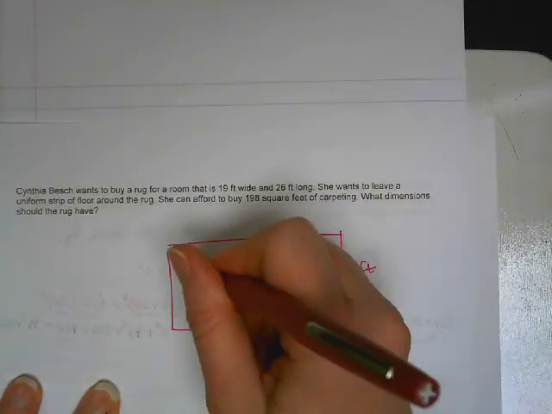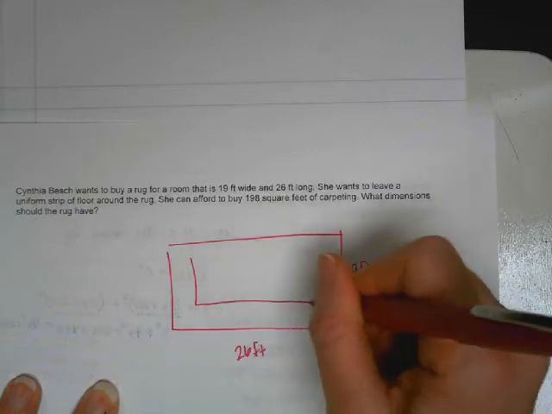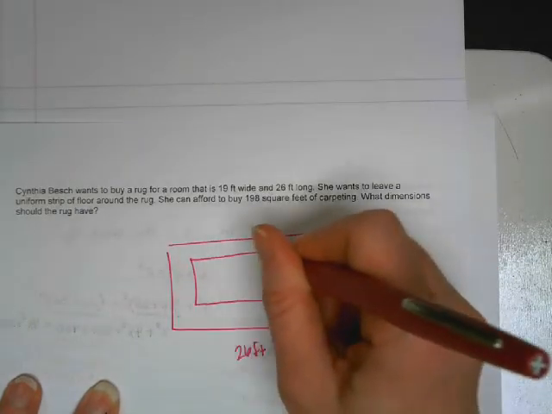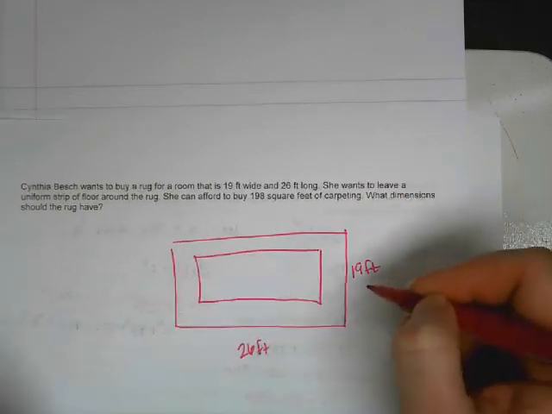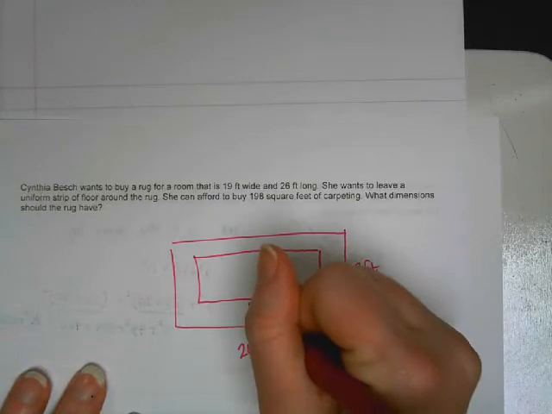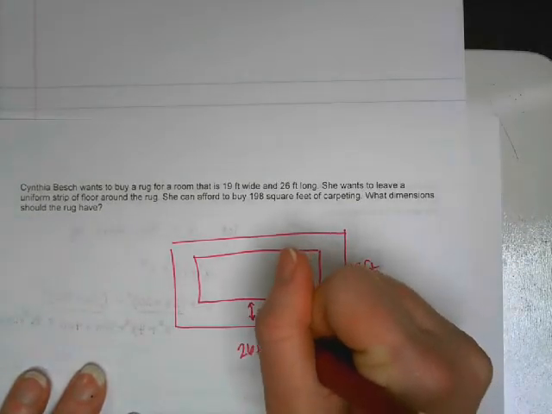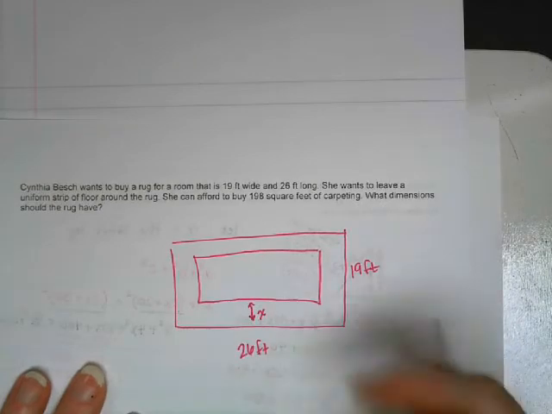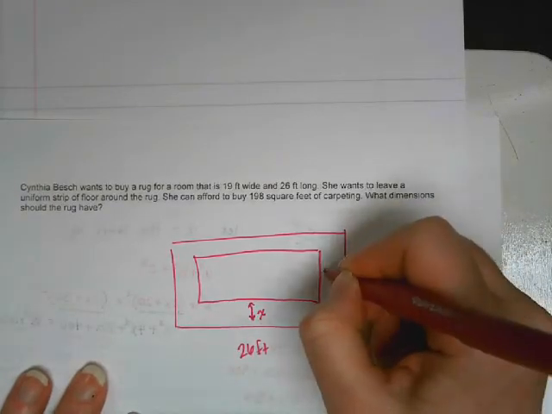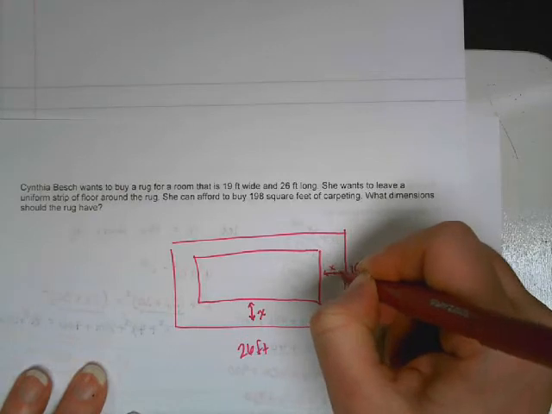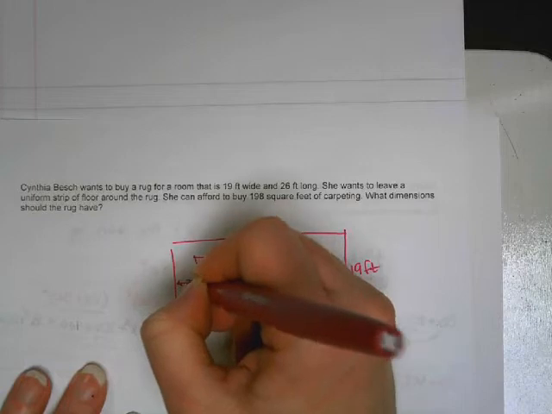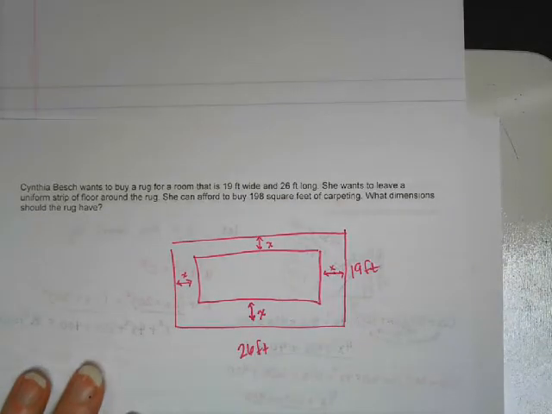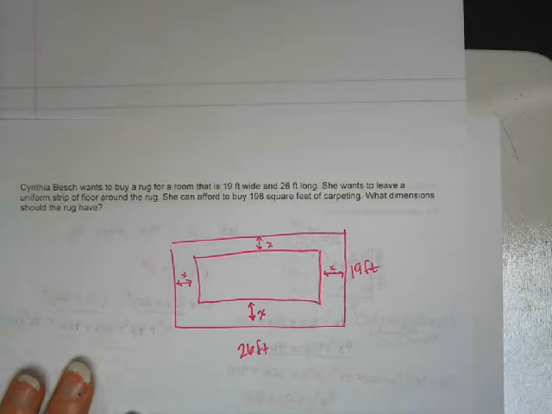Lots of numbers. She wants a rug that is uniform all the way around. She didn't say how much floor she wanted, she just wants it uniform. So if the distance from the wall to the rug is x on this side, she wants it to be x over here. She wants it to be the same distance from the wall on all the sides.